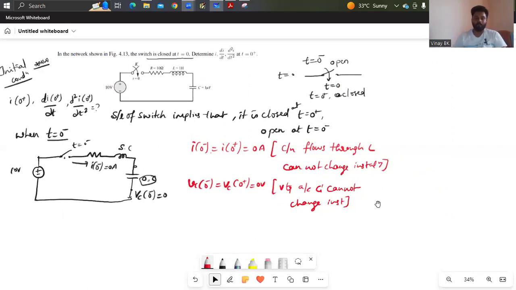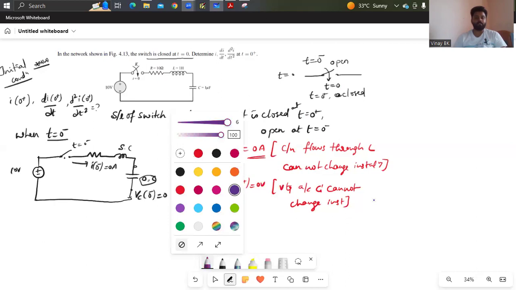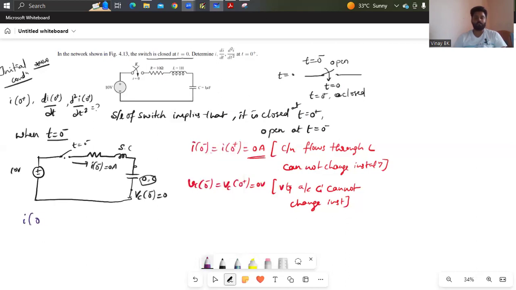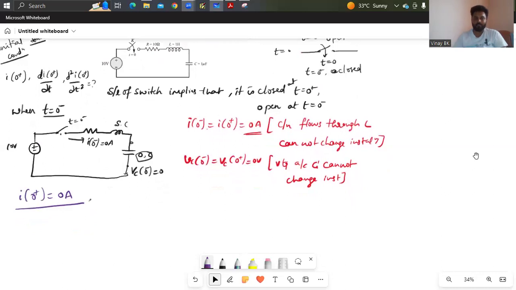So now what they asked you to find is I of 0 plus. We already got the value of I of 0 plus. What is the value of I of 0 plus now? The value of I of 0 plus equals 0 amperes, which we already calculated. So now to find the value of di of 0 plus divided by dt, we need to solve the equation when the switch is at position t equals 0 plus. You observe the circuit, at t equals 0 plus the switch becomes closed.